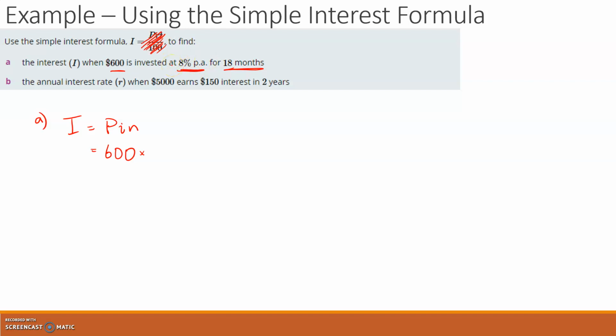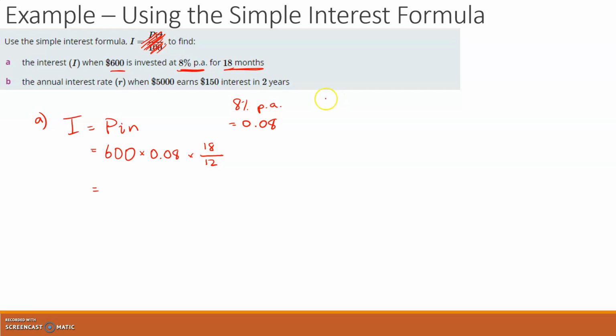So that means I need to write it. So 8% PA is equal to 0.08, because 8% as a decimal is 0.08. So times 0.08. And then it's for 18 months. So now 18 months is not a number of years. So what I need to do is represent 18 months as a number of years. So the way that I do that is I say it's 18 months out of a total of 12 months per year. Because that fraction will convert 18 months into a number of years for me.